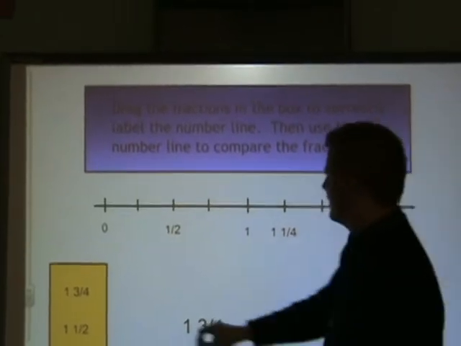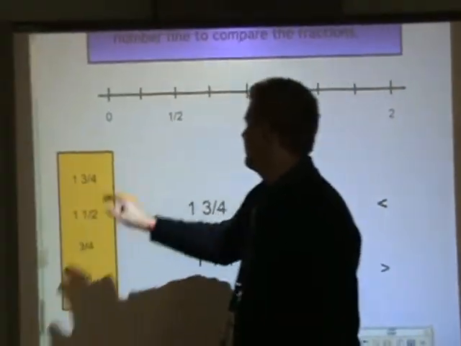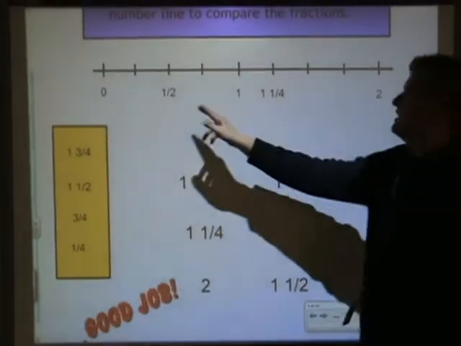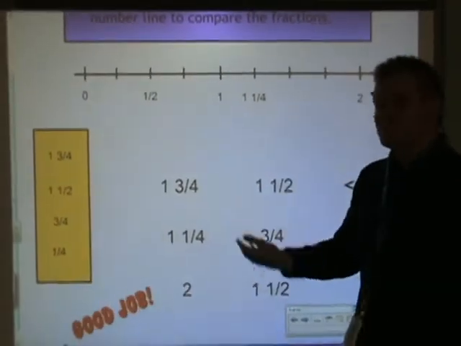All right, let's drag the fractions in the box to correctly label this number line, and then we're going to compare some fractions. I'm going to scoot down here. The number line's not all the way filled in. It looks familiar, it's the same number line as before.